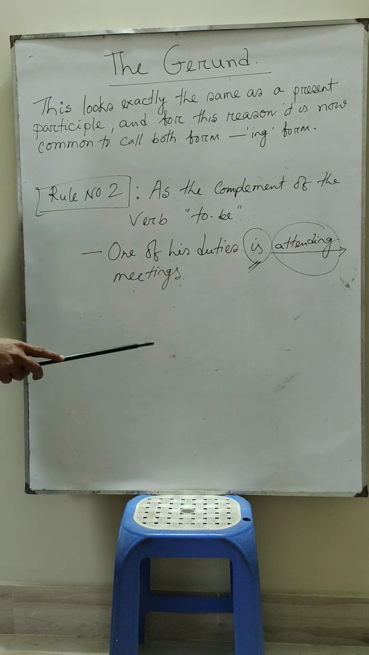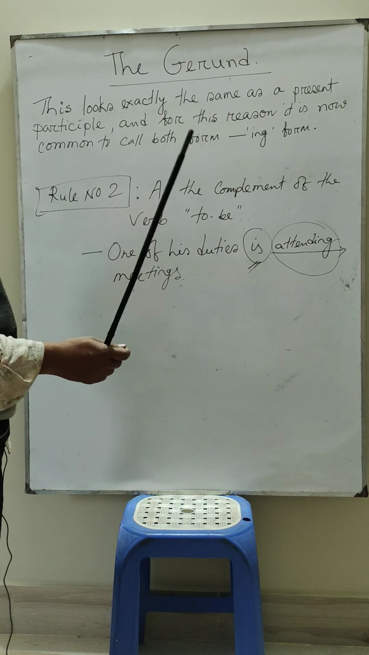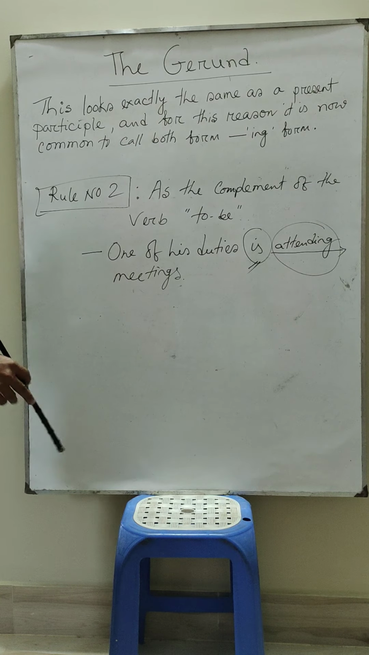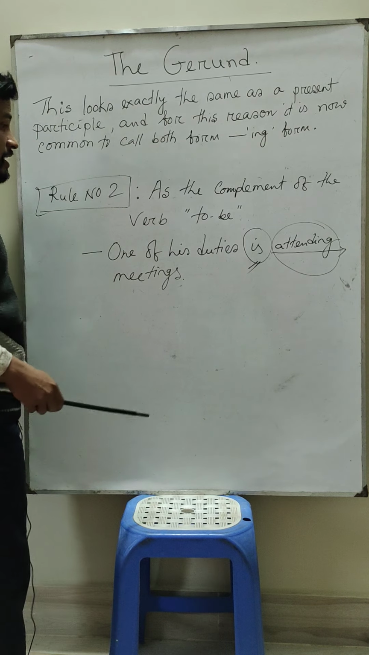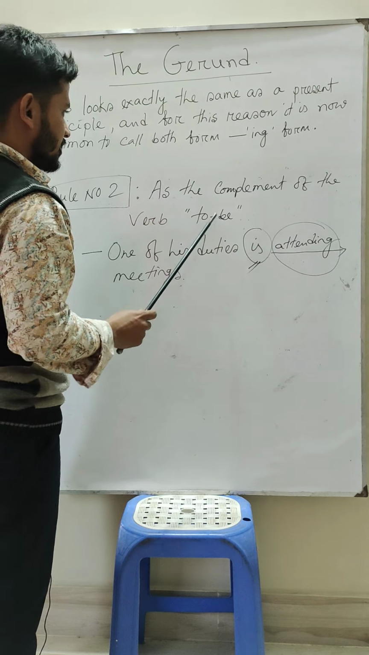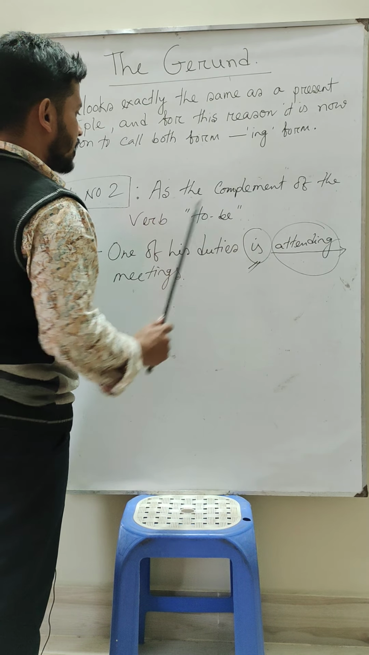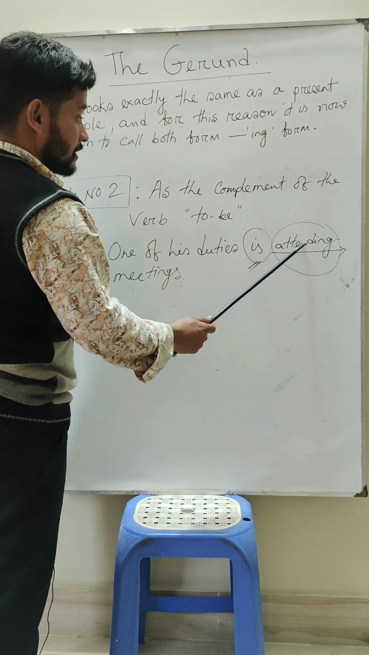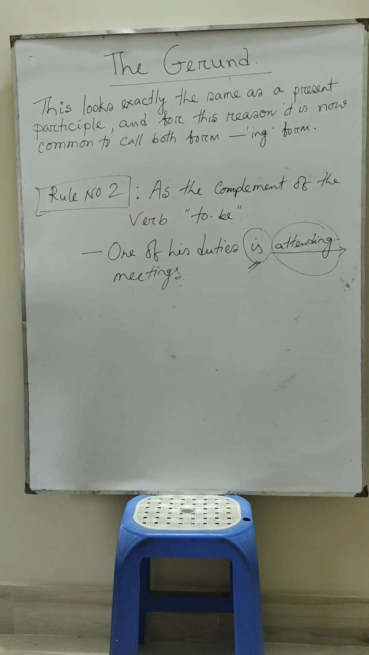I will discuss the to be verb in some class later. So today's class is about the gerund, so you concentrate on the gerund as the complement of the verb to be, which here is the to be verb, and the complement is attending.